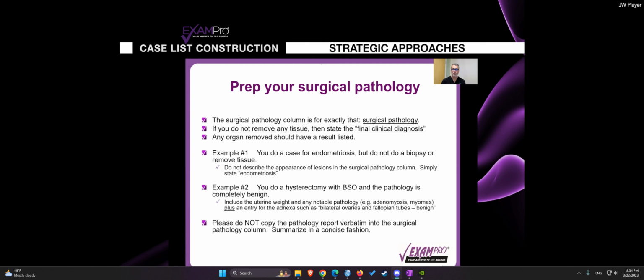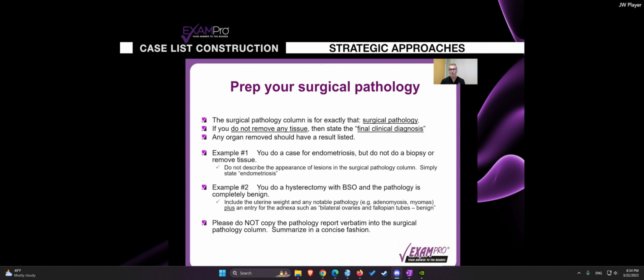So here are a few examples. You do a case for endometriosis, but you do not do a biopsy or remove any tissue. Do not describe the appearance of the lesions in the surgical pathology column. That is not required. You simply state the clinical diagnosis, endometriosis, in the surgical pathology column.